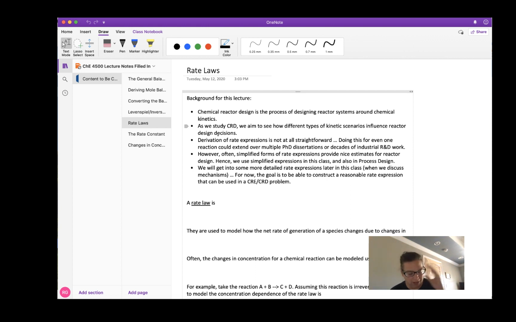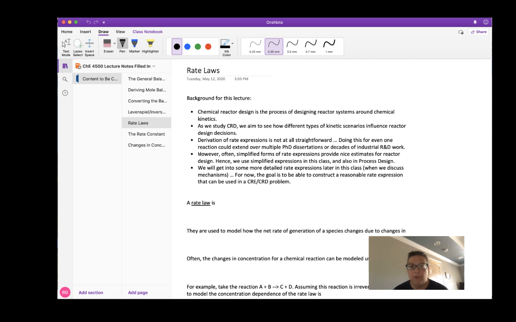So when we look at these rate expressions, these rate laws, we're really taking them for granted. There's a lot of work that goes into figuring out what those are. And to be honest, that is not part of this class. This class is not focused on deriving rate expressions for reactions. In this class, we are interested in understanding how common rate expressions influence reactor design.